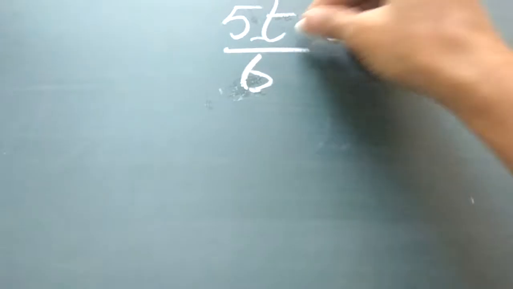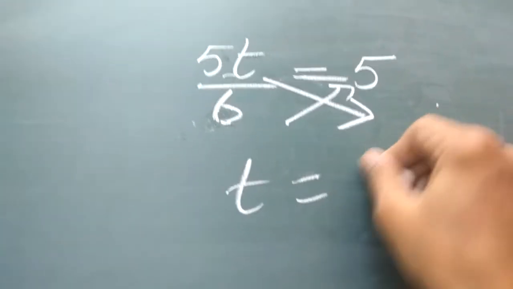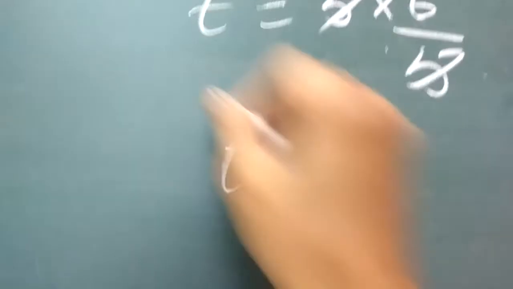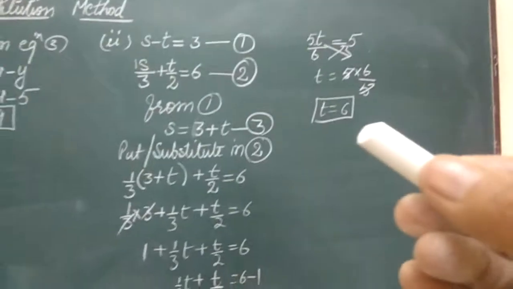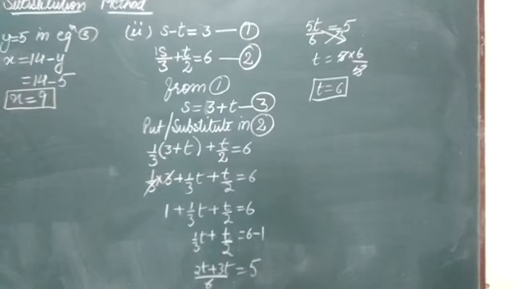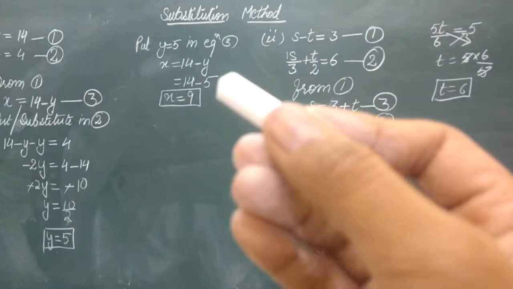So cross multiply to get the value of t. We'll get 5 multiplied by 6 by 5. So what will be the value of t? We'll get t is equal to 6. Now we have the value of one variable. Now what do we have to do to get the value of the second variable? Same step: put the value of one variable in the third.